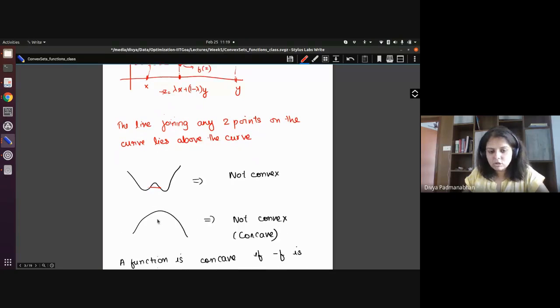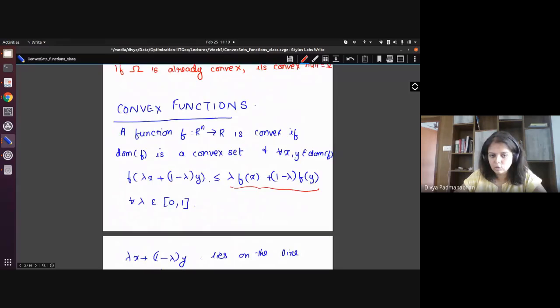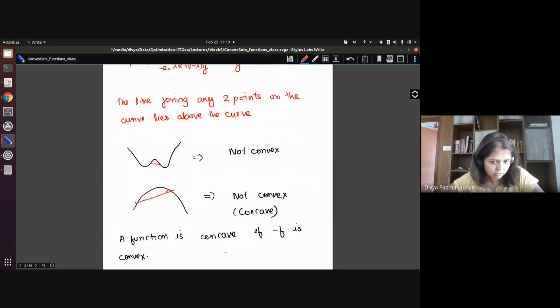Now again, this is also not convex because there exist 2 points such that if you take the line joining the two, it lies below the function. So that's why it's not convex. In fact, if it's true that for any 2 points you take, the function will lie above the line, so you'll have the reverse of this inequality, such functions are called concave functions. A function is concave if the negative of the function is convex.